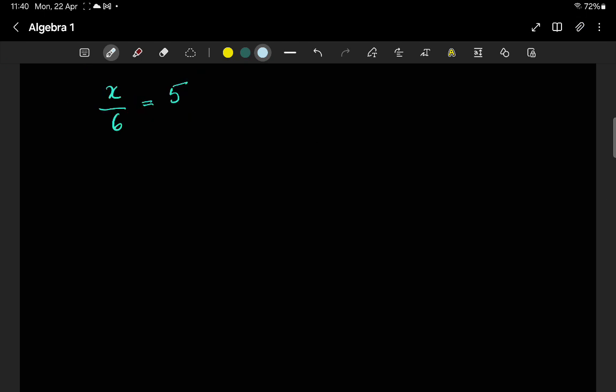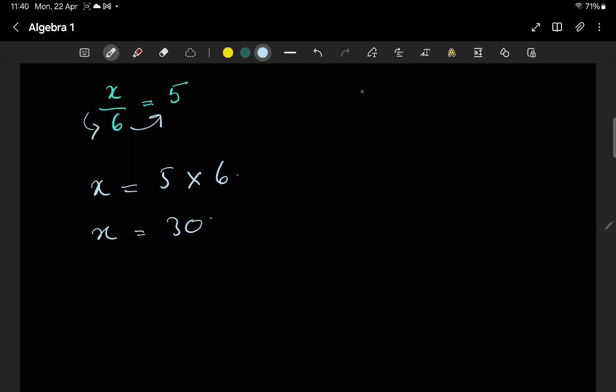Now the next question, here we have x over 6. So x is divided by 6. So we can see 6 is in the denominator, so we will send 6 to the other side. So since it is divided, when we send to the other side, it becomes multiply. Okay, so 5 times 6 is 30.